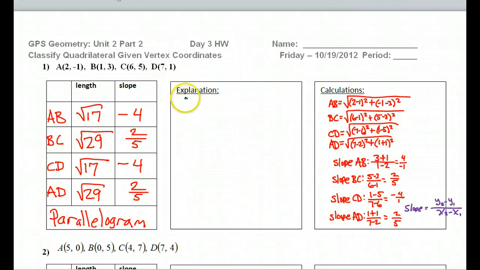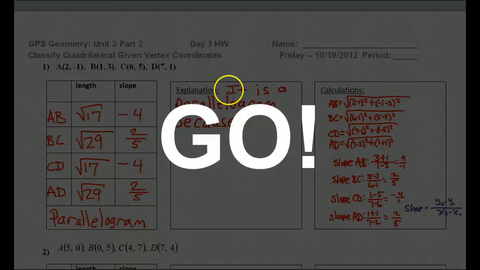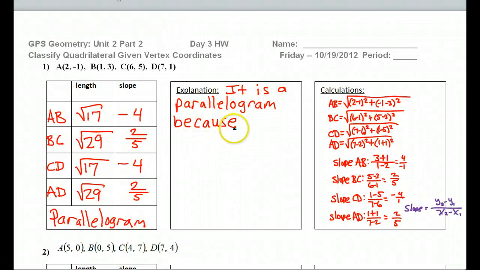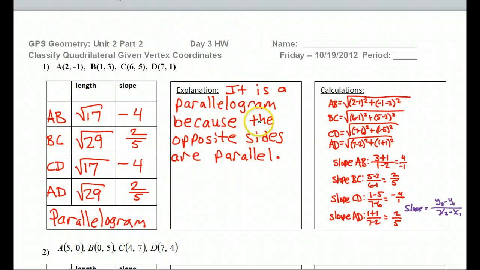Okay, so now it's time for the explanation. So we decided it's a parallelogram, so we can just say it is a parallelogram because, and right now just work in the definition. What's the definition of a parallelogram? Opposite sides parallel. So we can just say it's a parallelogram because the opposite sides are parallel. Okay, that's the explanation.